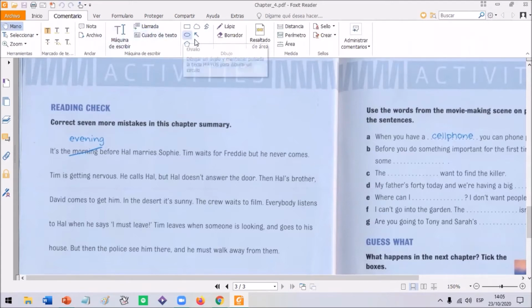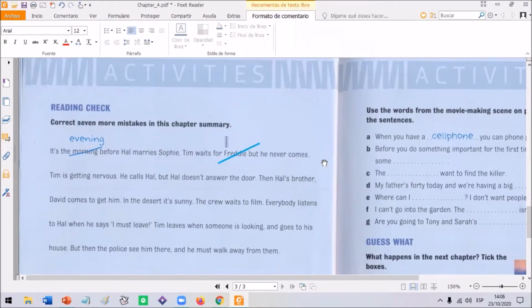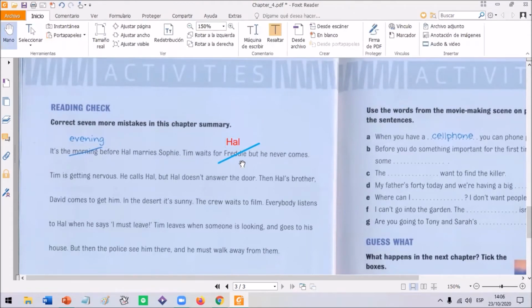What is the problem in this sentence? What is wrong? Right, Freddy is wrong. We should say, Tim waits for Hal. It's the evening before Hal marries Sophie. Tim waits for Hal, but he never comes. Tim is getting nervous. Is this correct? Yes, this sentence is okay. It has no mistakes.